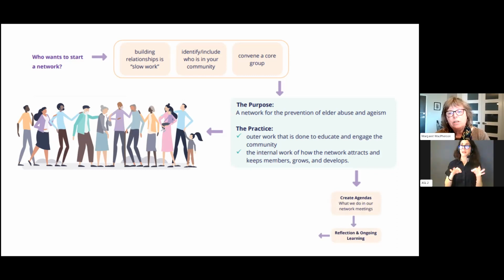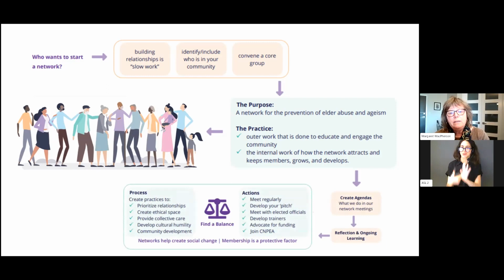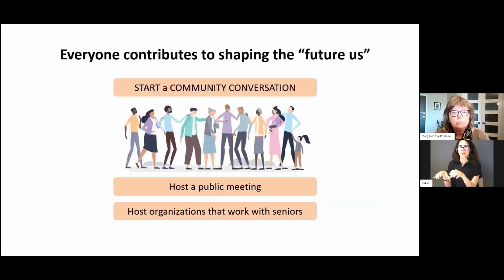So there's ideas about creating your agenda, and then more information around the kind of process that you might want to develop your practices around, and the actions, the discussions that you'll need to have about how you want to move forward. There's a relationship between process and actions. You do want to get to action, but you absolutely want to take the time to prioritize your relationships. So you might want to start a community conversation. There's a section about hosting a public meeting, ideas about how to do that, things to be thinking about.